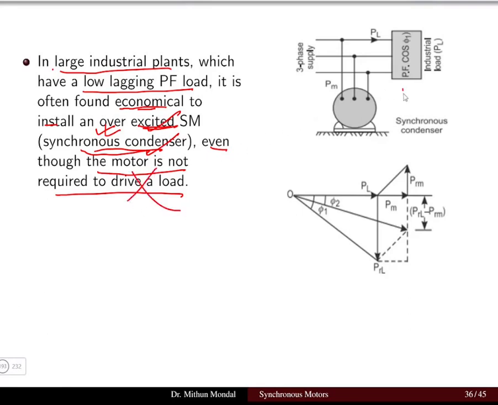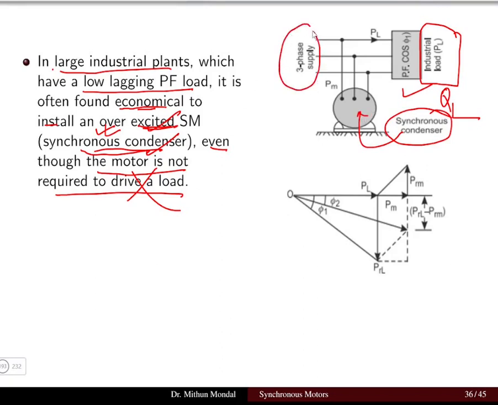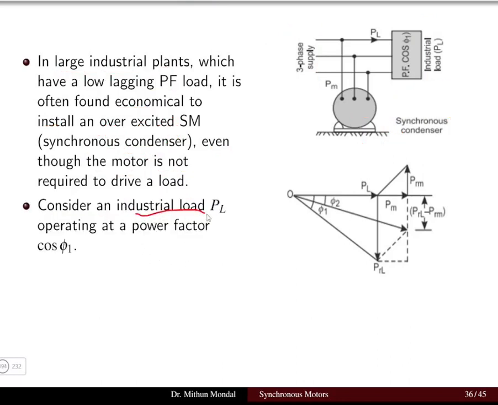Here in this figure we can see that an industrial load operating at a lagging power factor is being compensated with the help of a synchronous condenser connected to the supply mains. There is a three-phase supply, and we have connected a synchronous condenser. If we consider an industrial load PL, this PL indicates the power drawn by the industrial load at a lagging power factor, which has the value cos phi 1. So cos phi 1 is the power factor of the industrial load, which is lagging in nature.